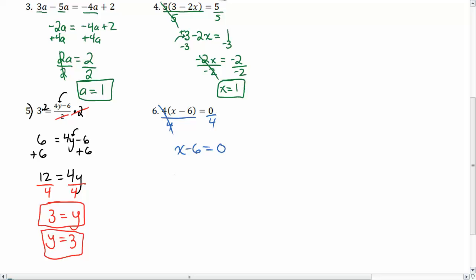Okay, now, fairly simple. Minus 6, you need to get rid of that. Do the opposite, which is plus 6. So x equals 0 plus 6 is 6, and you are done.